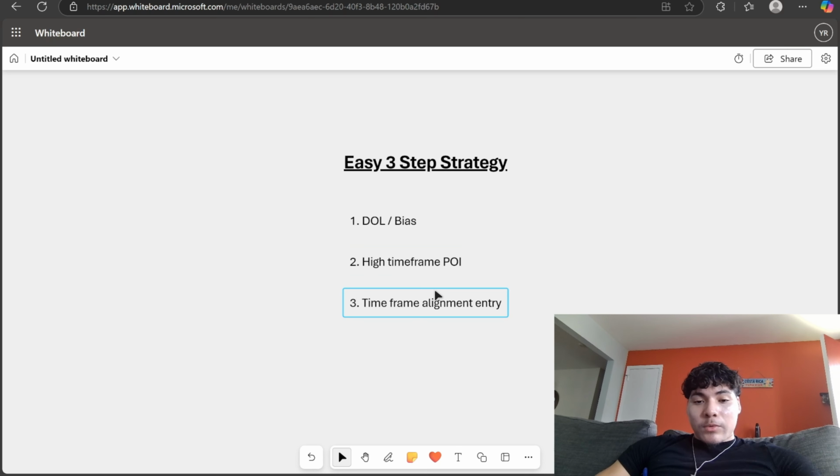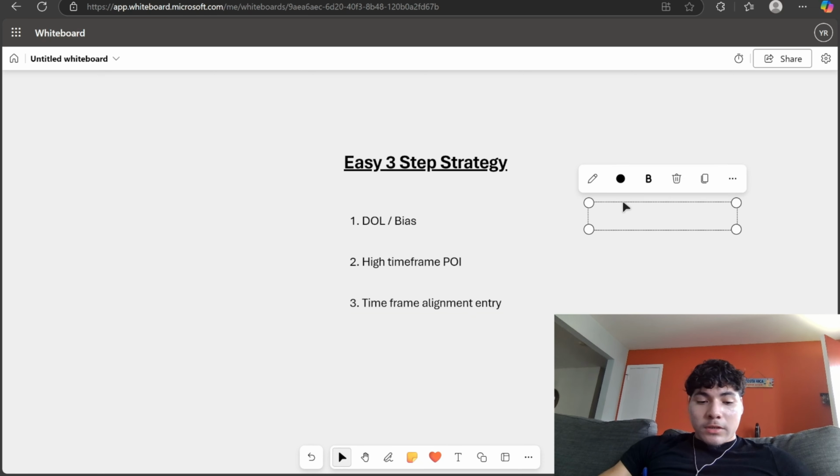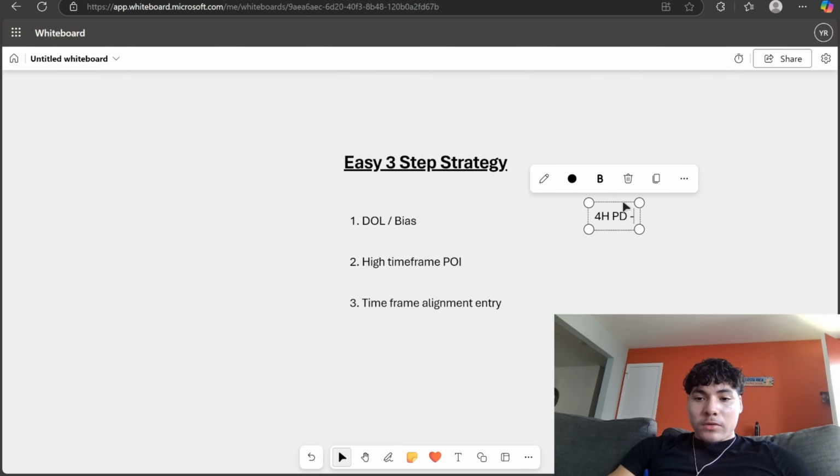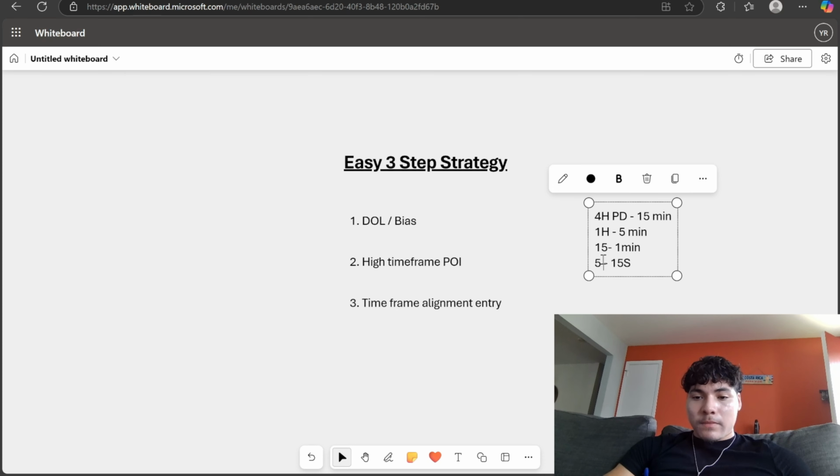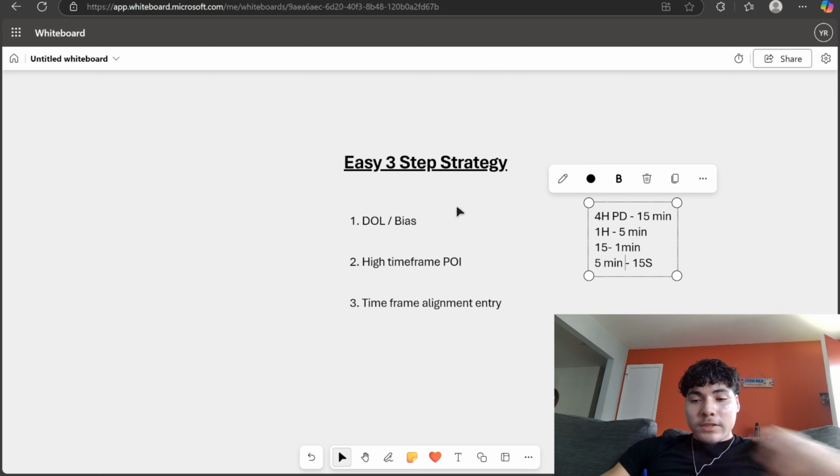And that brings us to the third step, where you find an entry that aligns with the high time frame POI, which is basically, if you guys don't know, time frame alignment. A 4-hour PD array goes with a 15-minute entry. 1 hour goes with a 5-minute. 15-minute goes with 1 minute, and 5-minute goes with 15-second. So this is time frame alignment right here.